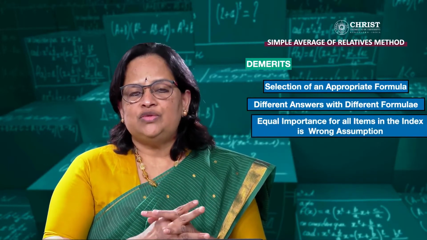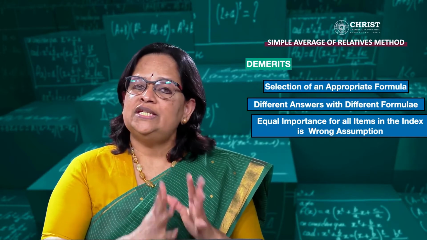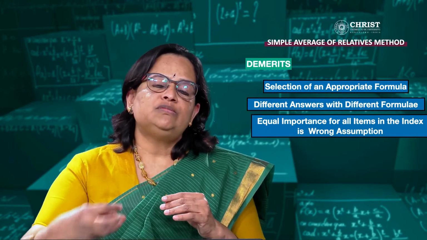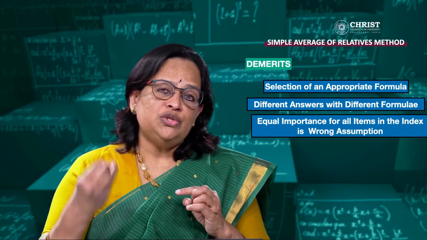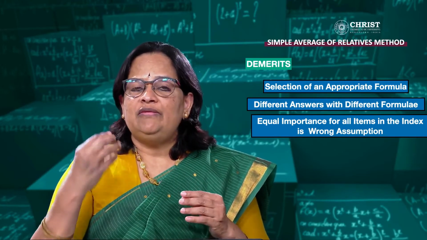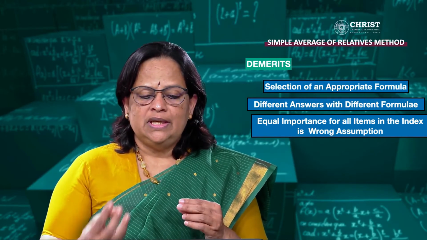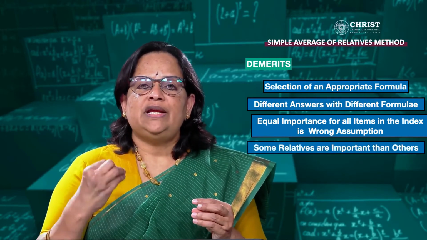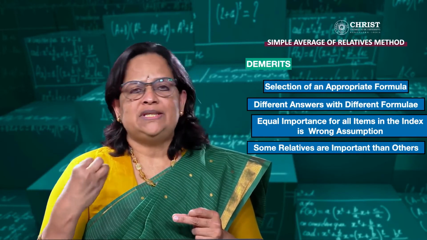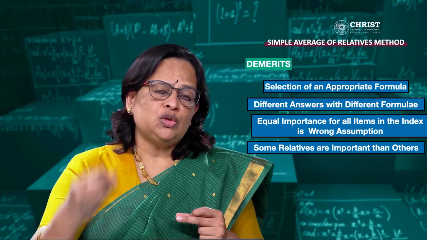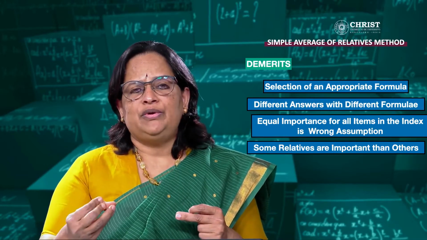Then equal importance for all items in the index is a wrong assumption. Different items will get different weights. We have to give different weights according to its importance in the index. Then only we can calculate an appropriate index. Then the last point is some relatives are more important than others. That meaning some items are getting more importance than others. Some items we cannot exclude when we are doing that index computation.